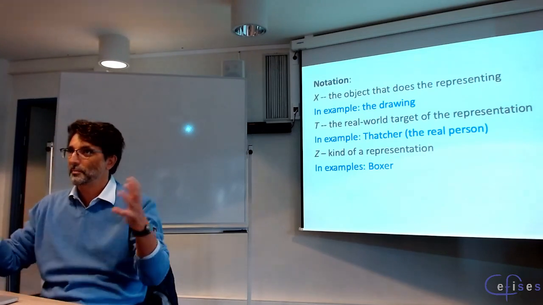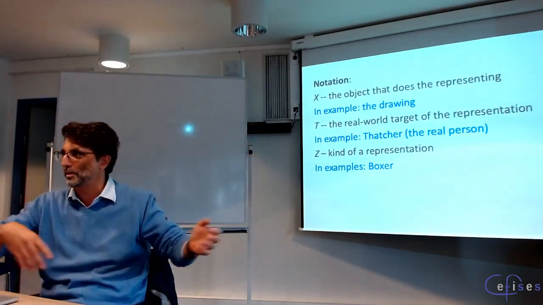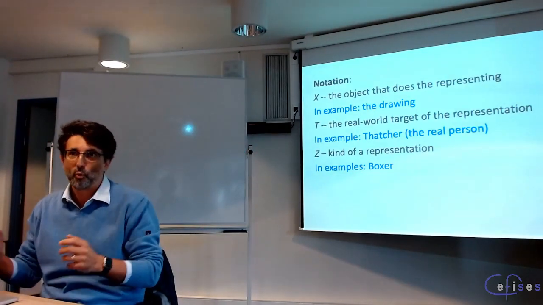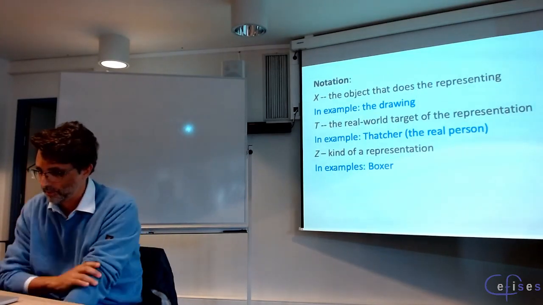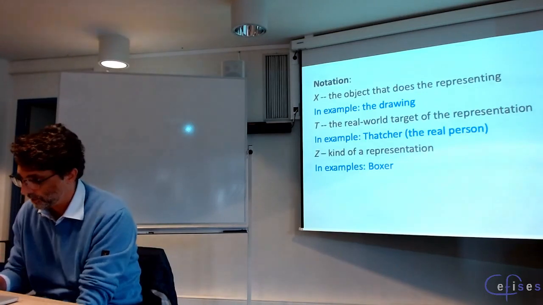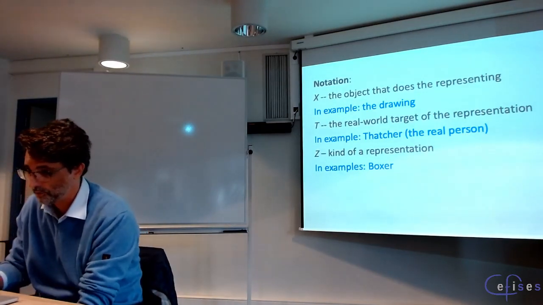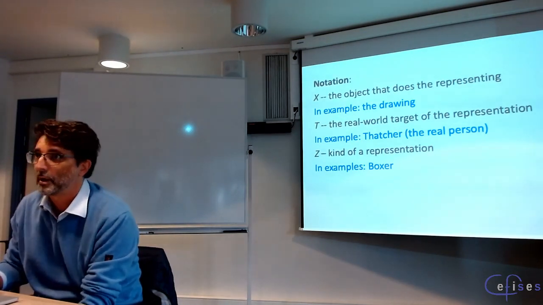And that may sound a bit roundabout, but there's various objects that can do representing. They can be machines, plasticine, sausages, drawings on paper. So whatever is doing the representing in the case that you're interested in, that's X. Then T is the target system in the world. That's the thing represented, either some unfortunate politician or myoglobin or the Guatemalan economy.